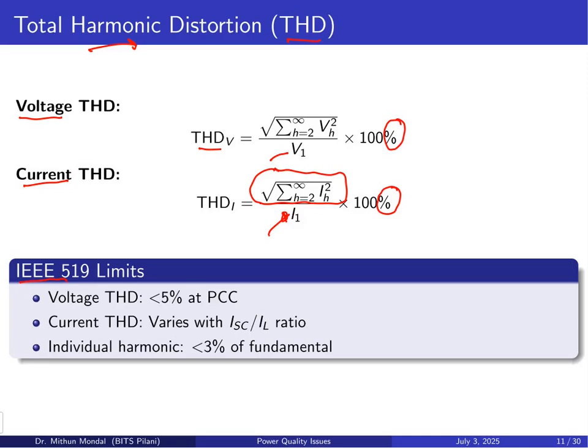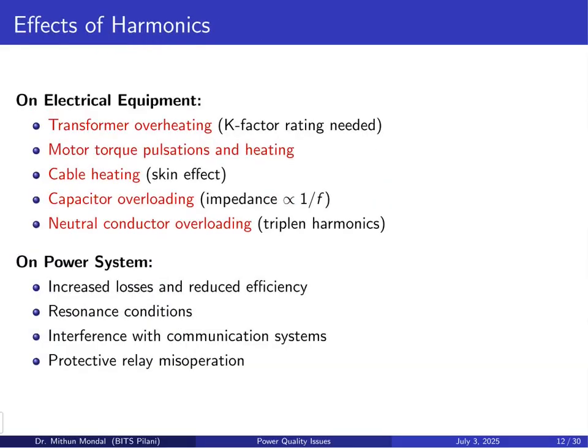IEEE 519 limits the voltage and current harmonics to less than 5% at the PCC, and it varies with the ratio of short circuit current to load current. Individual harmonics can be less than 3% of the fundamental. These limits are specified by IEEE standard 519, and the equipment or system needs to obey them to reduce the harmonic component.